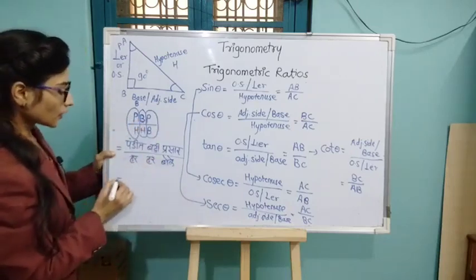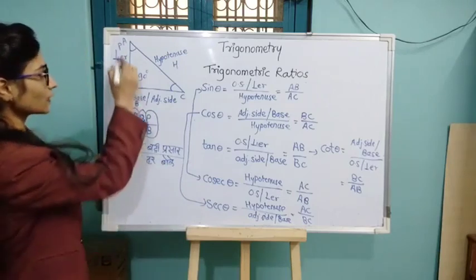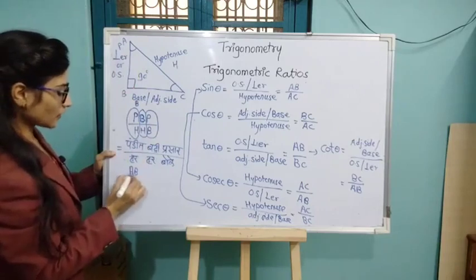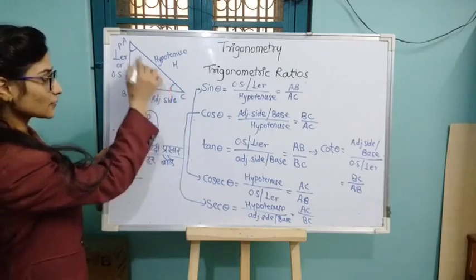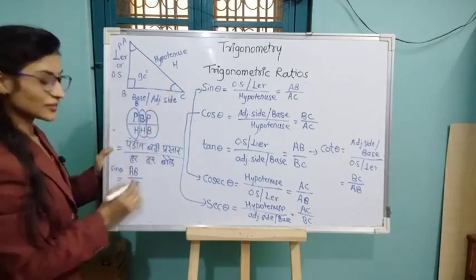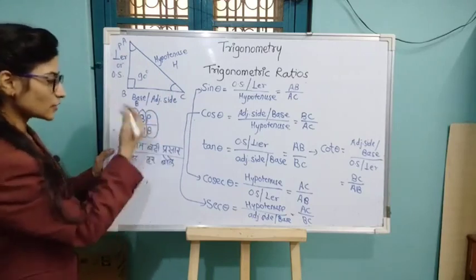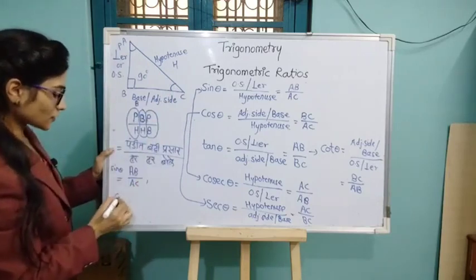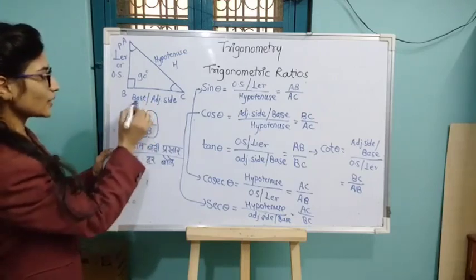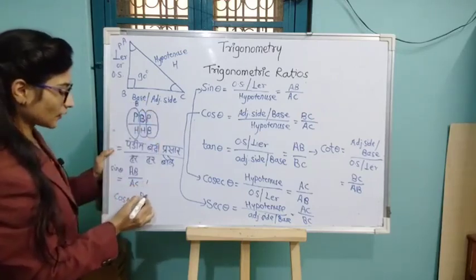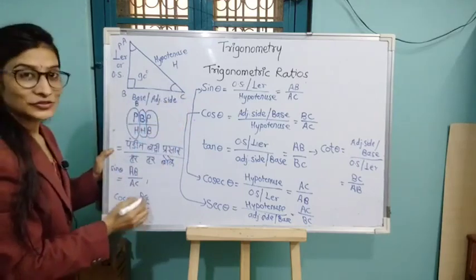Now see, Pandit means P, so we take perpendicular, that is AB, for sin theta, and H means hypotenuse, that is AC. So you got the ratio of sin theta. Next, B means base, Badri means base, so we consider cos theta. So cos theta is equal to the base, that is BC, and H means hypotenuse, that is AC. So in this way you got cos theta.